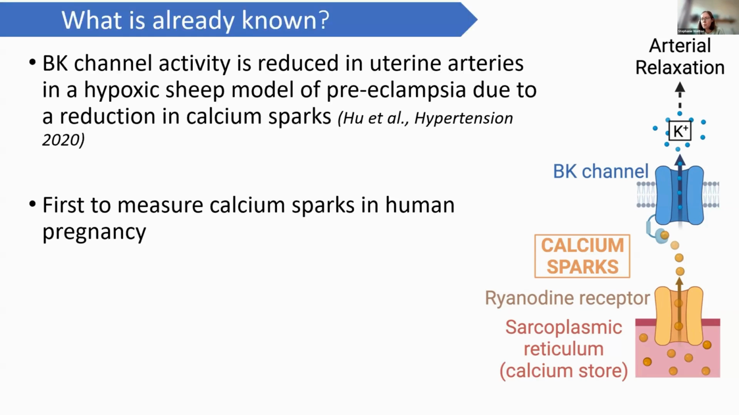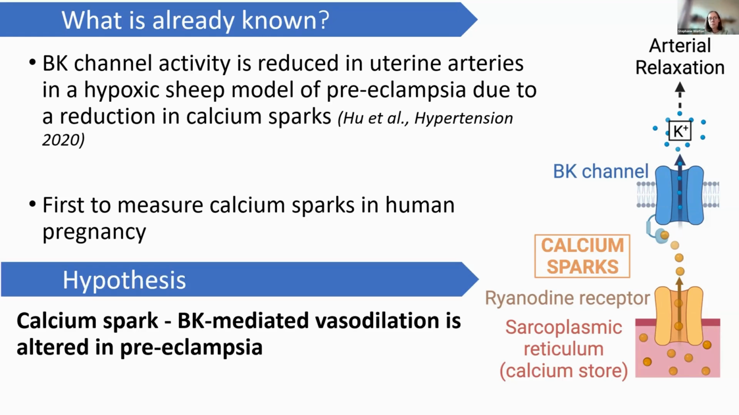So what's already known about BK channels in preeclampsia? In a really established animal model of preeclampsia, the hypoxic sheep model, it's been shown that BK activity is reduced due to reduction in calcium sparks. But we are the first to ever measure calcium sparks in human pregnancy. And we hypothesized that this pathway of calcium spark to BK-mediated vasodilation is altered in preeclampsia.